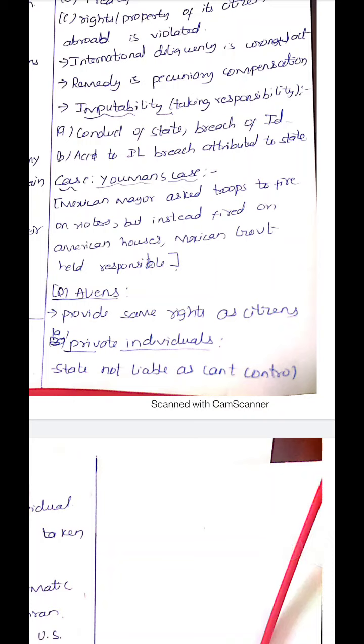When will the state be held responsible for a delinquency? If the conduct of the state is a breach of international duties. If the state commits an international breach of duty, and according to international law, the breach is attributed to the state, then the state will be imputable, or will have to take responsibility for the delinquency.